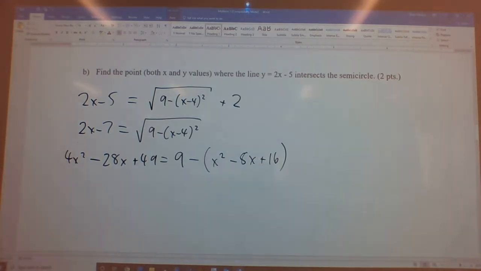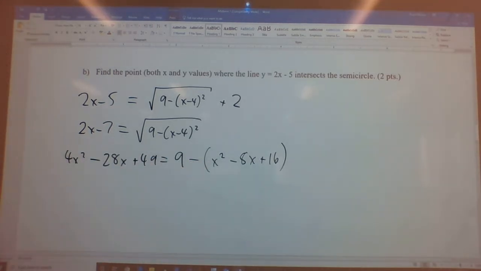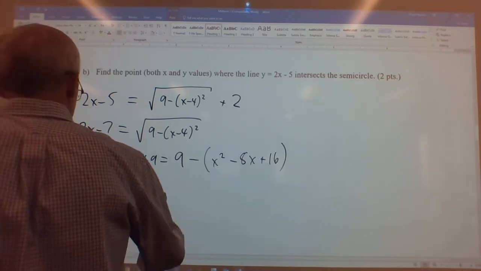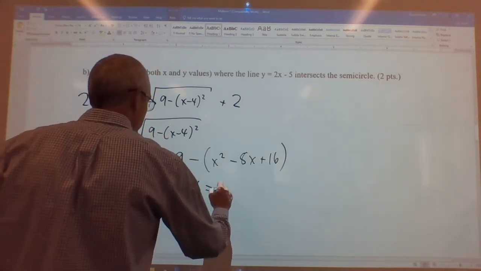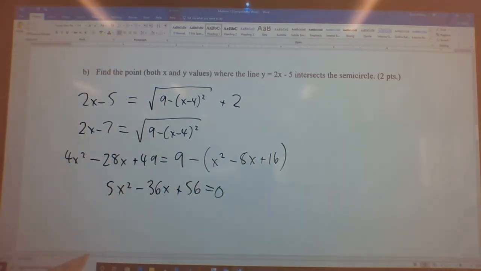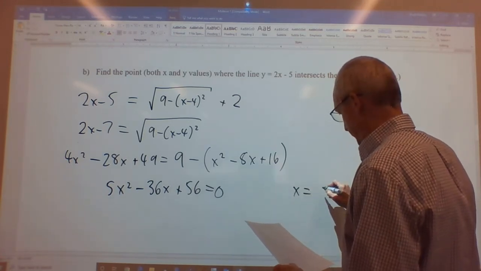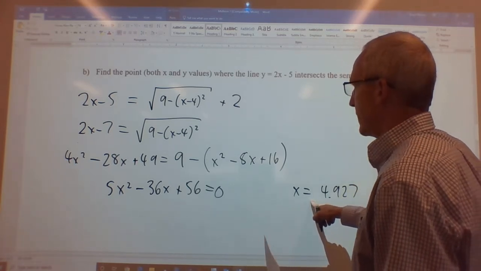Okay, so I'm going to skip some steps here because I think you can do this. You've got to combine everything on both sides and put all the x's on the same side. You're going to get a quadratic. I found when I did all that I got 5x squared minus 36x plus 56 equals 0. And then you use the quadratic formula, and I got that x was 4.927.